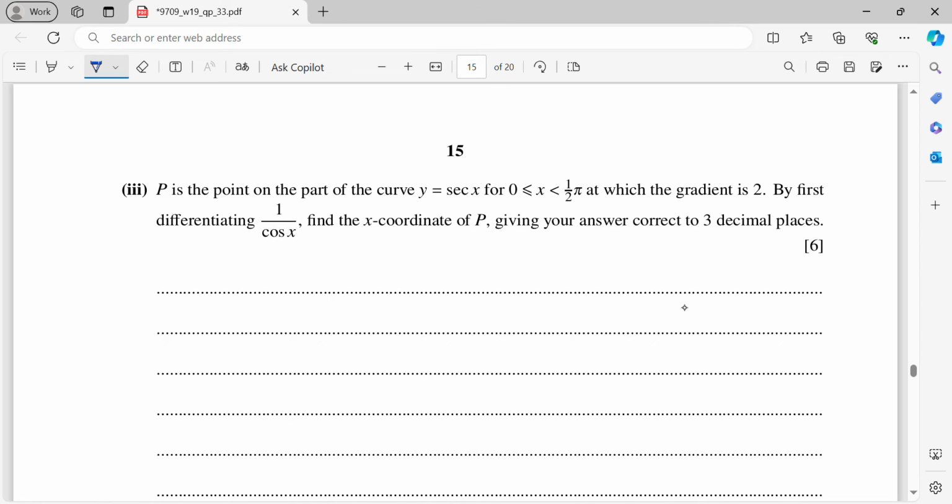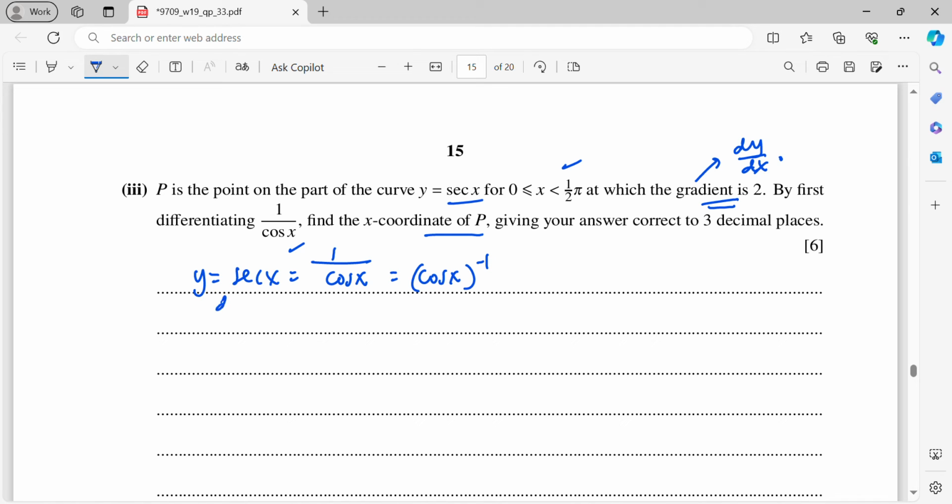Now part 3, P is a point on a curve y equals sec x, where x is between 0 and half pi, at which the gradient is 2. So whenever you see gradients, that means dy dx. Differentiate 1 over cos x, so instead of sec, you change to 1 over cos. Find the x coordinate of P, giving your answer correct to 3 decimal places. So from here, I will say y equals sec x, which is 1 over cos x. This is same as cos x to the power negative 1. So we need to find the dy dx gradient first and let it be 2.